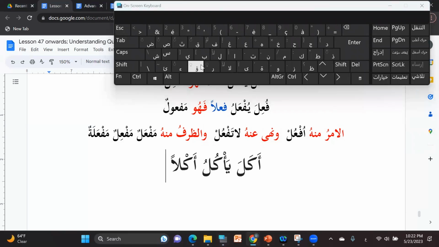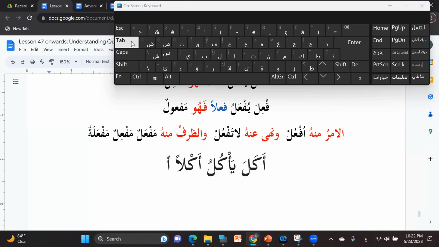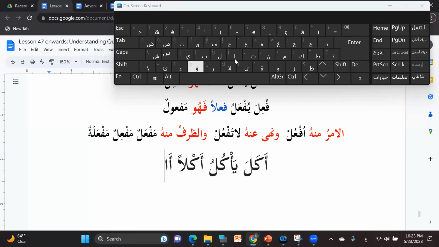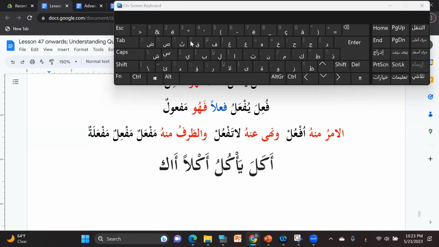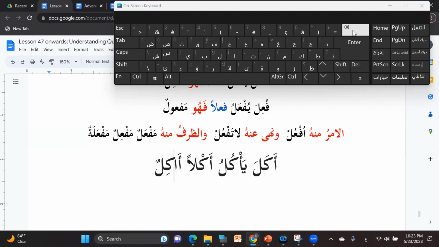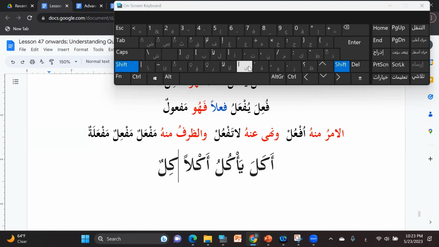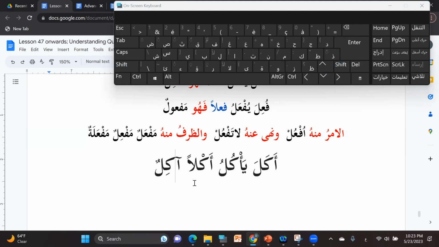So akilun. In akilun we have hamza from the root letter, and then in fa'ilun we have alif. Alif from the pattern of fa'ilun, right? So two alifs, and then the ain letter, which is kaf here, akilun. Because two alifs are coming side by side, we can write it with a mad. Okay. Akala yakulu akalan fahuwa akilun.